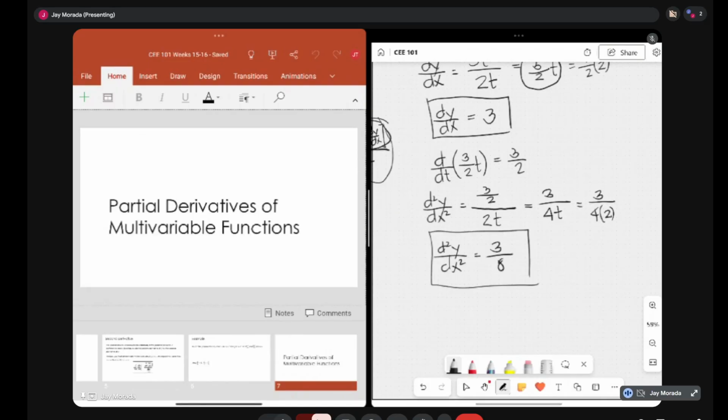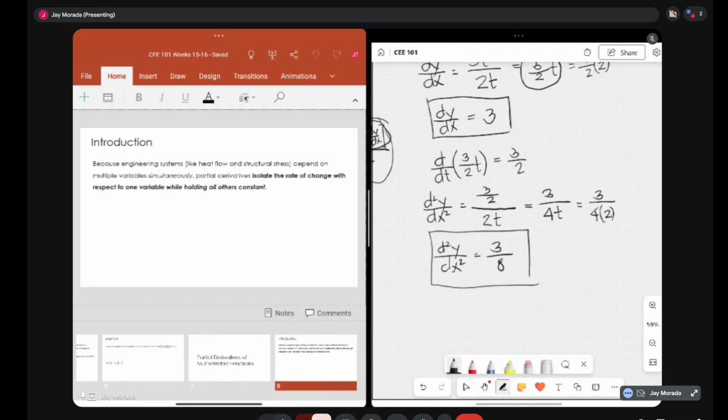So we can delve into more complicated examples in our next sessions. For now, let's proceed to the basic concepts of the partial derivatives of multivariable functions. So we will only be discussing the basic concepts now. The more nuanced applications will be dealt with later.